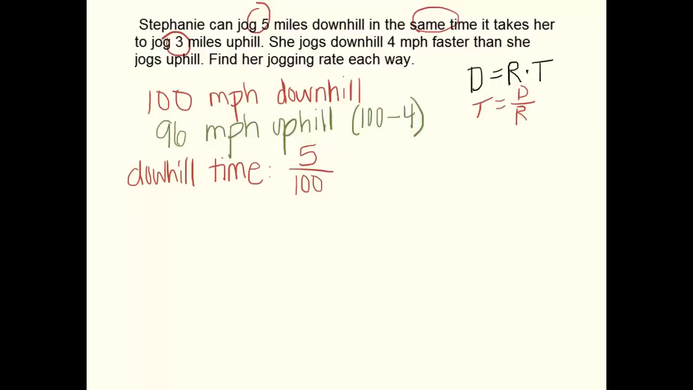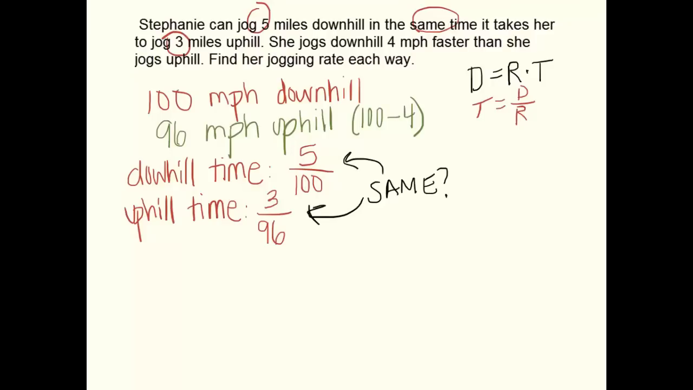My uphill time, using the rate that I guessed and the distance that it gave us, 3, will be 3 over 96. The next thing I have to check is to see if these things are the same. Are the two times the same? Because the problem told us that it had to be. 5 100ths and 3 96ths. By looking at it, you could see that my original guess wasn't correct. I could go through the same process again.